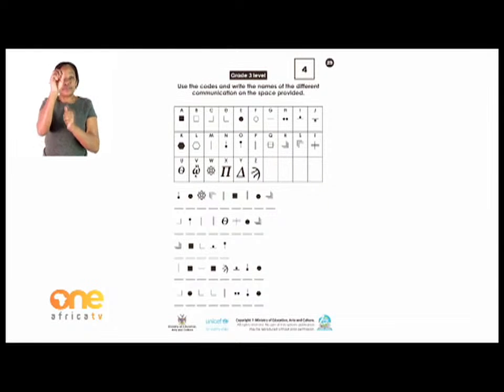Now, I want you to try the second, the third, the fourth, and the fifth codes. Please find for me the names of those communicating tools. You just have to look at the codes and write the alphabet that corresponds with that code. Then you find the word. I think this one is more enjoyable. Please continue doing it, and finish it up. I'll check with you when we come back. Thank you.